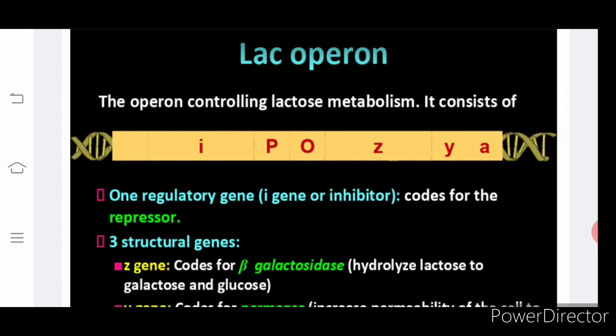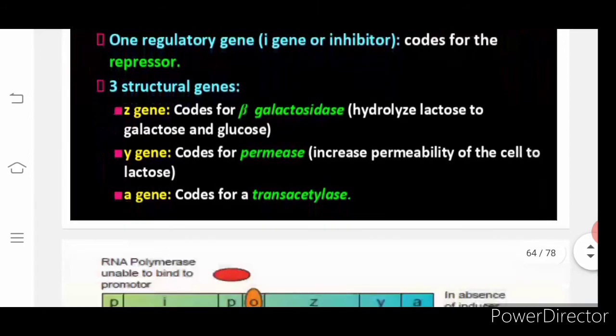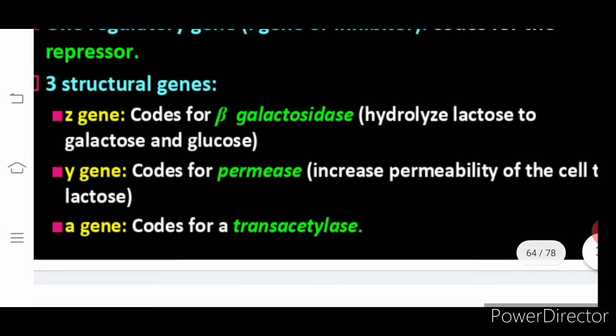This operon has one regulatory gene, denoted by the I gene. Why is it I? It is the inhibitor gene, which codes for the repressor. Repressor means to stop. Then we have structural genes, which are differentially named the Z gene, Y gene and A gene.